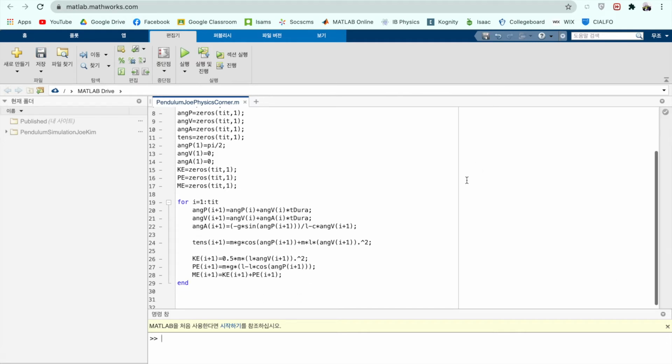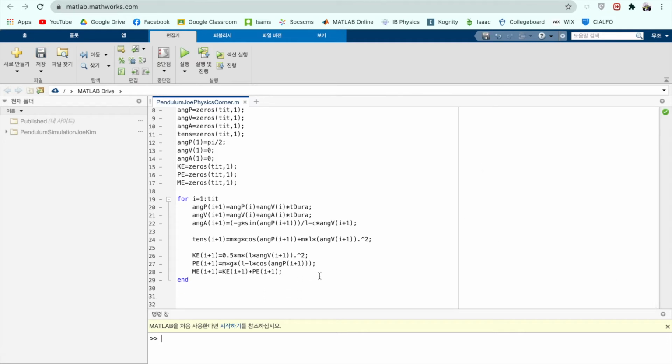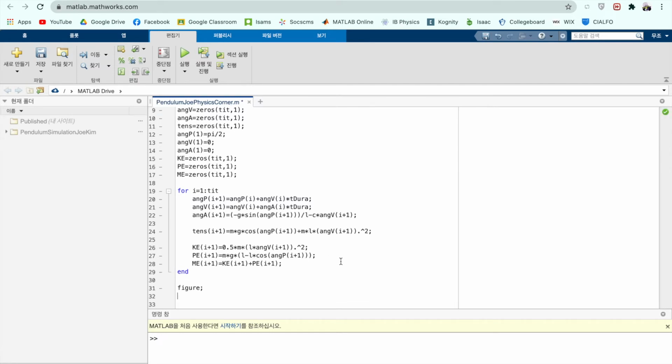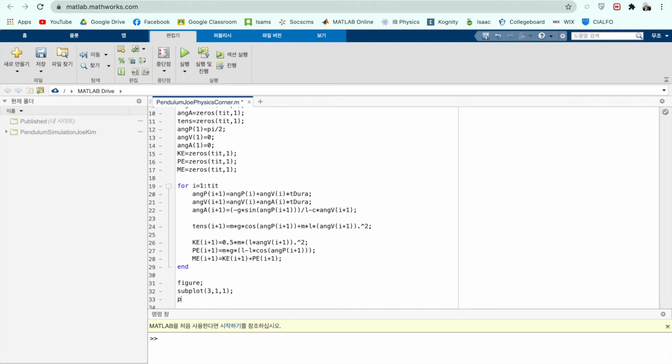And so now I have to do the graph. So I get this figure, and I'm going to create 3 graphs. So here and here and here. And so I'm going to use a subplot first. For the first subplot, I'm going to plot the time on the x-axis, the angular position on the y-axis, and then I'm going to use blue color for that.